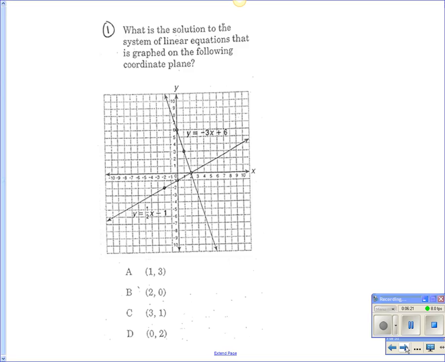All right. Number 1, what is the solution to the system of linear equations that is graphed on the following coordinate plane? Circle solution. That's the key word on this one. Solution is where the 2 lines intersect, where the 2 lines cross. They cross right here at the 2. Is that 2 on the X or 2 on the Y? 2 on the X. I'm going to label all my solutions XY. Which one has a 2 in the X spot? B.